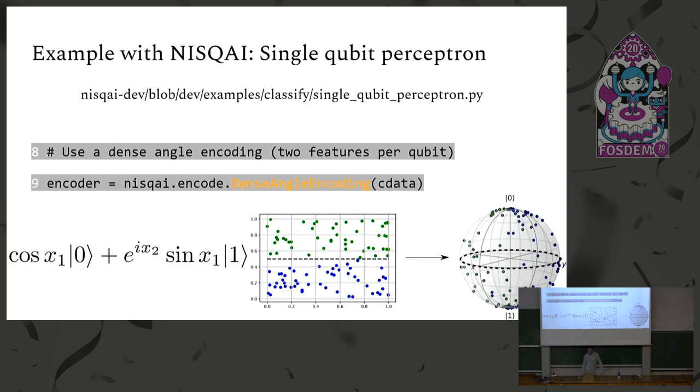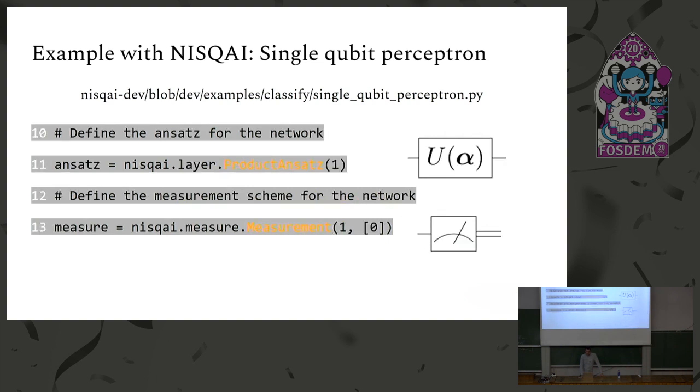The decision boundary you start with is the one that you see here. And the goal of the classifier is to train this to correctly classify all the input data. So that's what we do in a few more steps.